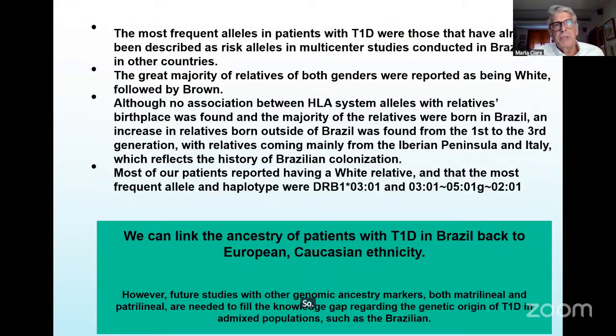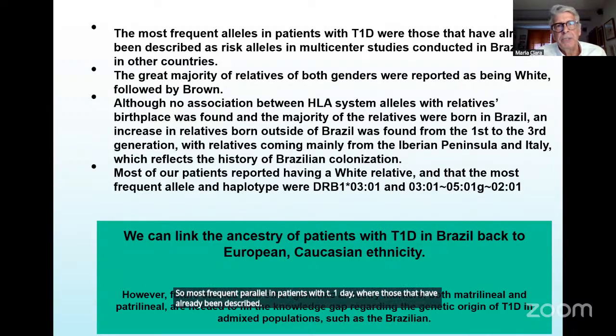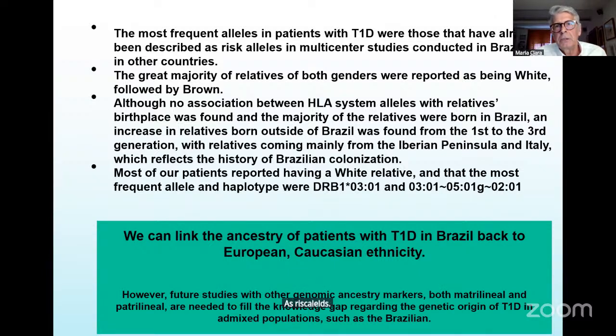So the most frequent alleles in patients with T1D were those that have already been described as risk alleles in multi-center studies conducted in Brazil and other countries. As we know, DR4 and DR3 are the most common alleles associated with type 1 diabetes. Both genders reported as being from admixed or brown people.